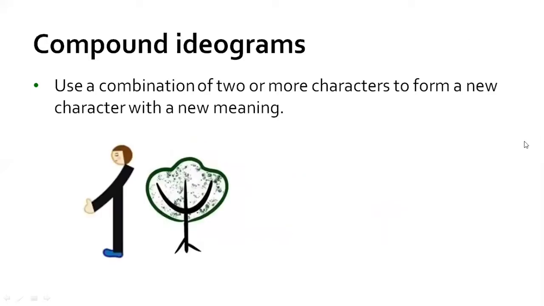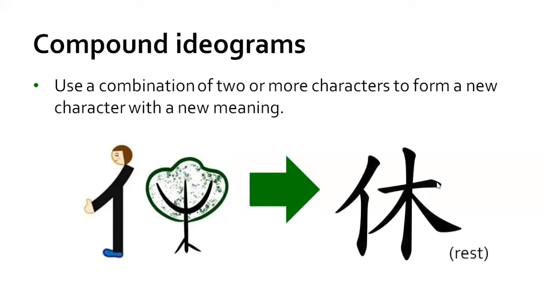Compound ideograms. These kinds of characters use a combination of 2 or 3 characters to form a new character with a new meaning. Here, look at this picture. It's a pictograph meaning a person standing, right? The person is standing here. So it's a person. And this one, we learned from the first part, the pictograms, right? It's a tree. So it's a person standing next to the tree, right?